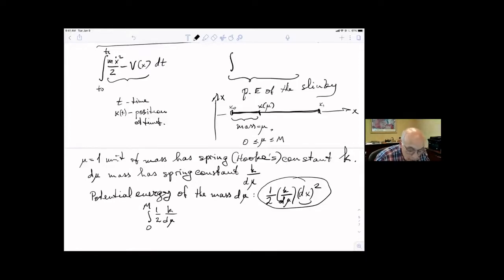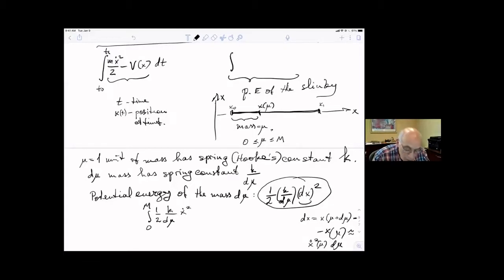And dx is what? The only thing I have to say, dx is basically x of mu plus d mu, right? This is the location of the point to the left of which the mass is this, right? Minus x of mu, right? Which is approximately equal to x dot of mu times d mu, right? And that's what I plug in here. So it's x dot d mu.